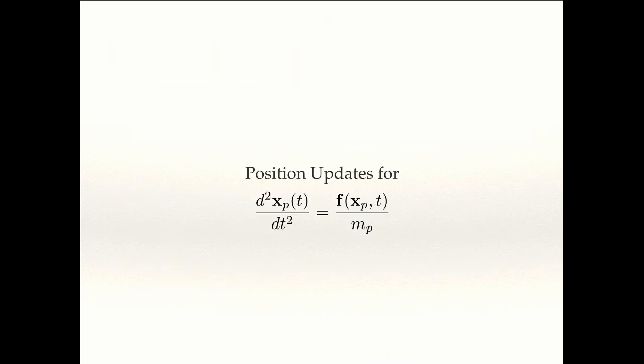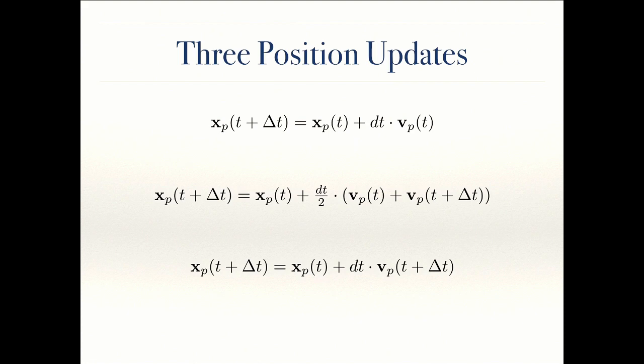So let's look at position updates for our second order ODE. There's three position updates that we could use. The first one is just the forward Euler, evaluated at time t. The middle one here is an average of the velocity at the beginning of the time step and the velocity at the end of the time step. And then the third one is just taking the velocity at the end of the time step.